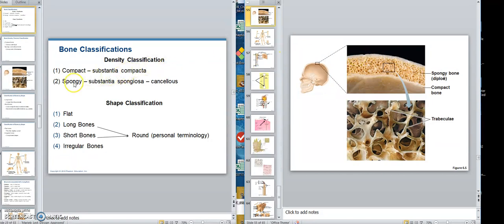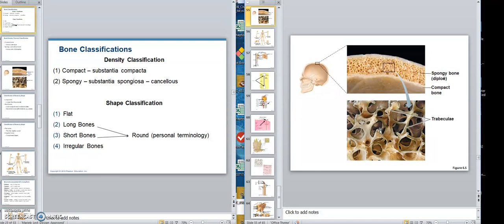Then we have what we call spongy bone, which is also called substantia spongiosa or cancellous bone. See how spongy? There's spongy bone right there, a big blow up. So in our bodies, we have both compact bone and spongy bone, and it depends on where the weight bearing is going to be.